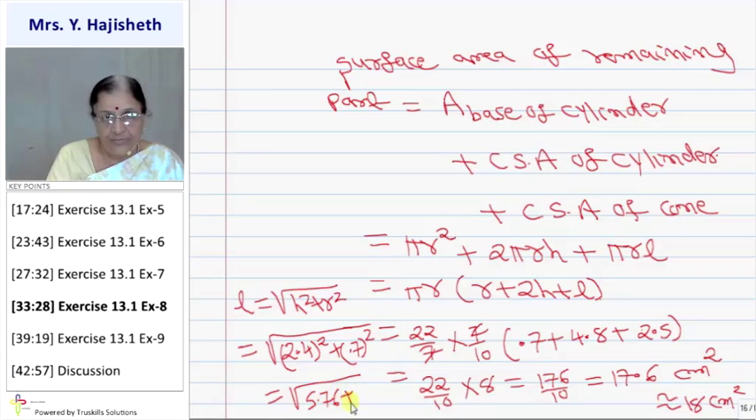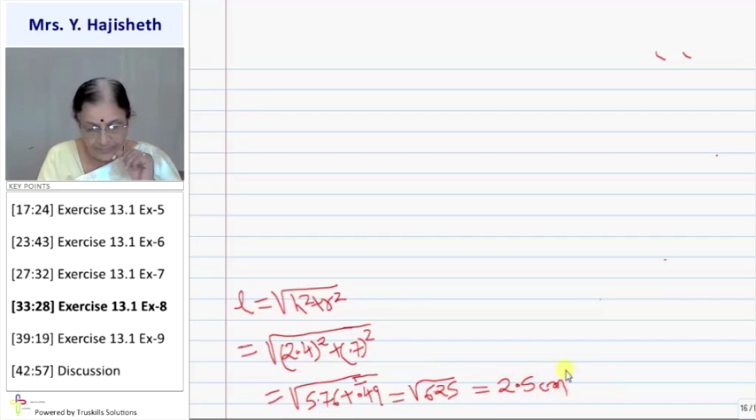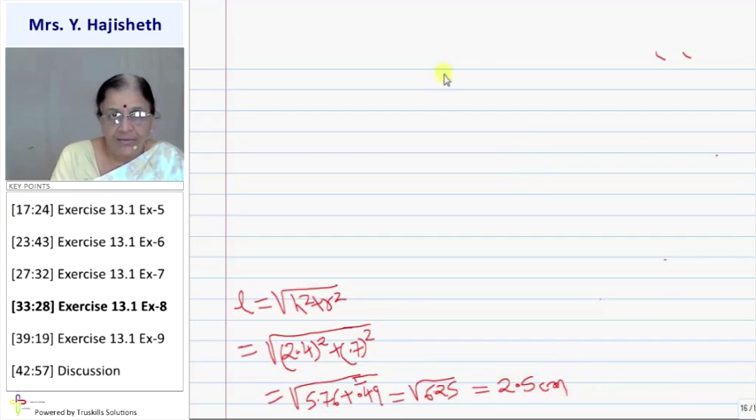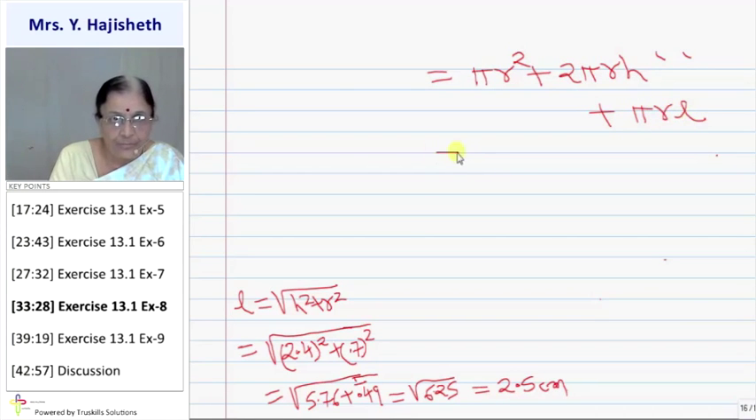What is square root of 6.25? Tell me. Square root of 6.25 is 2.5 centimeter. Okay. Now surface area, we have used the formula. Area of base is pi r square plus curve area of cylinder is 2 pi rh and curve area of cone is pi rl. Put the value.